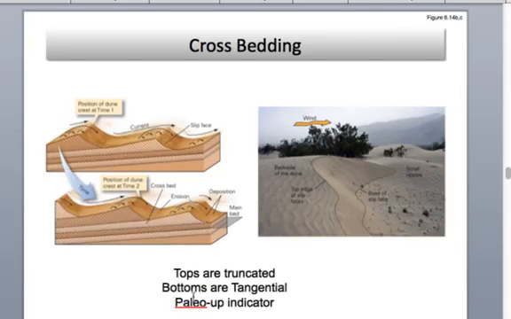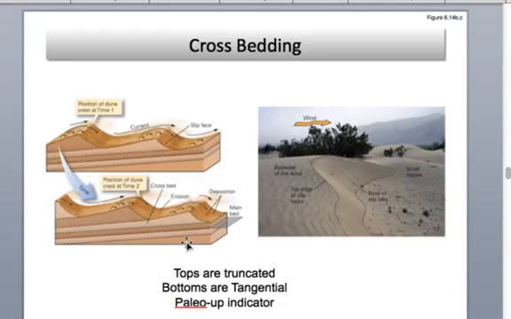And those are what we call paleo, or ancient, up indicators. They tell us which way was the old up direction, because if there is some folding or faulting that occurs in the future, the strata may be overturned, turned upside down, and we could determine whether or not these beds are overturned.